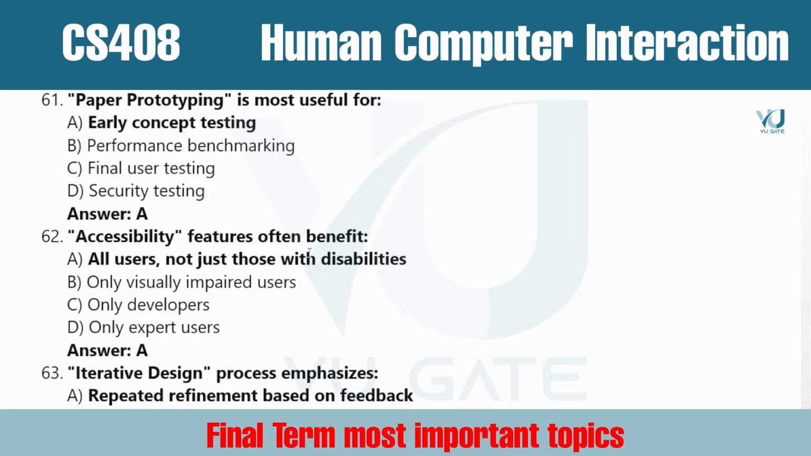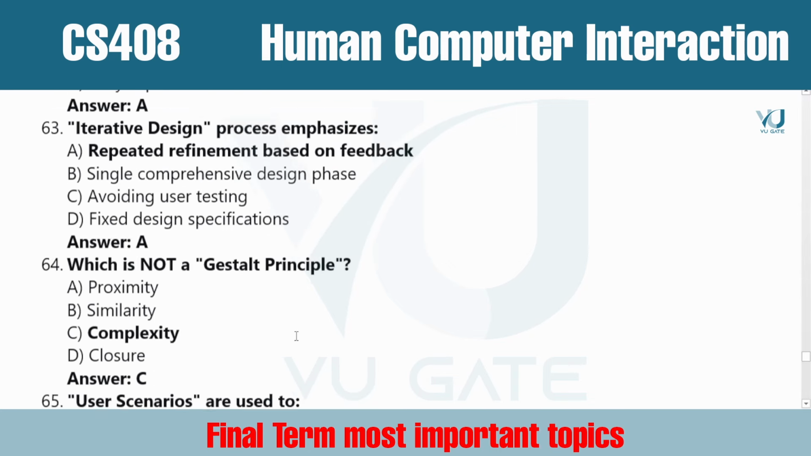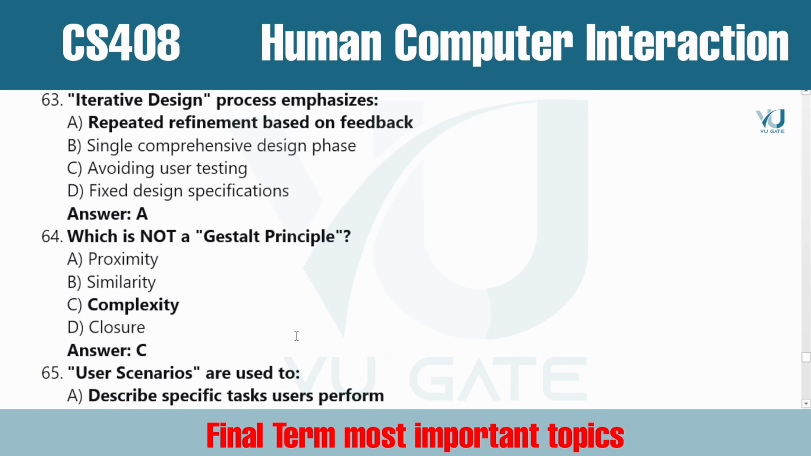Question 62. Accessibility features often benefit? The correct answer is option A, all users, not just those with disabilities. Question 63. Iterative design process emphasizes? The correct answer is option A, repeated refinement based on feedback.